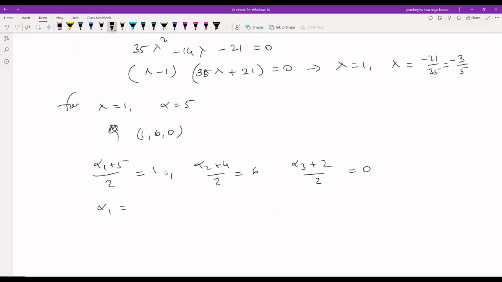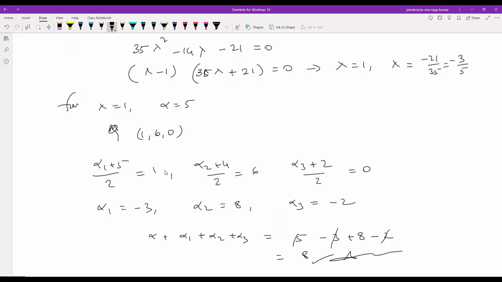From this, alpha 1 is equal to minus 3, alpha 2 is 12 minus 4, which is 8, and alpha 3 is equal to 0 minus 2, which is minus 2. Now it is asking for alpha plus alpha 1 plus alpha 2 plus alpha 3. That is the question. So alpha is 5, minus 3, plus 8, minus 2. So the answer is 8. This is the answer.